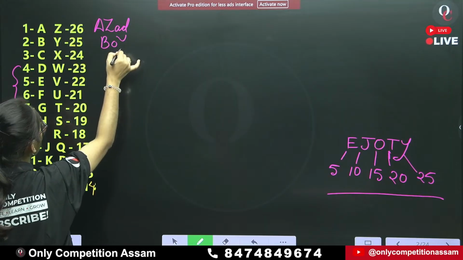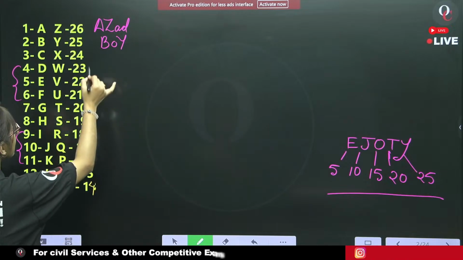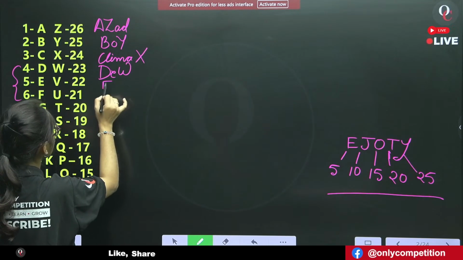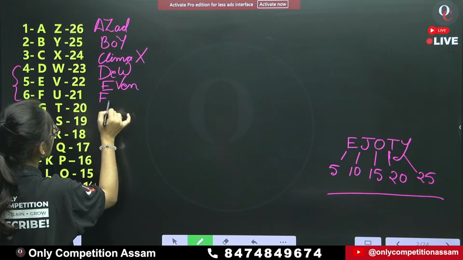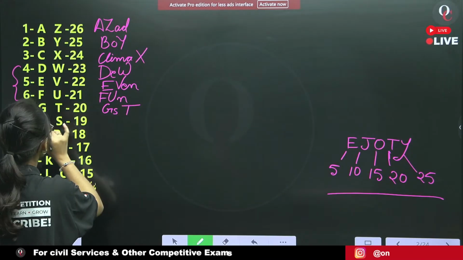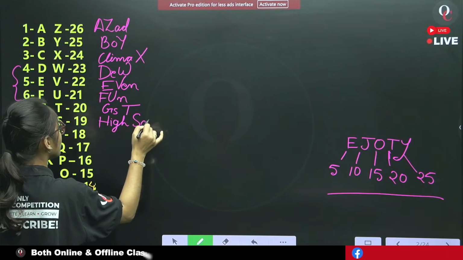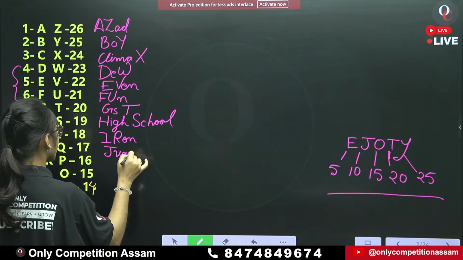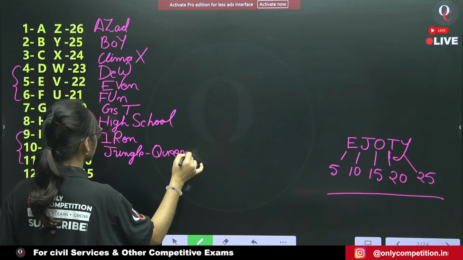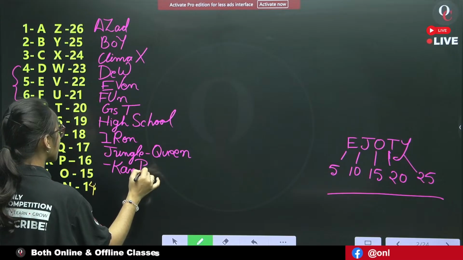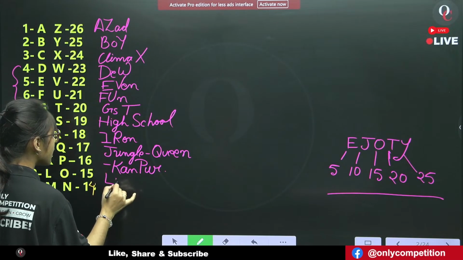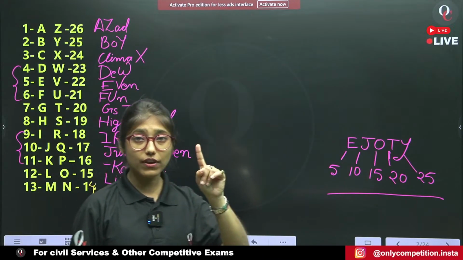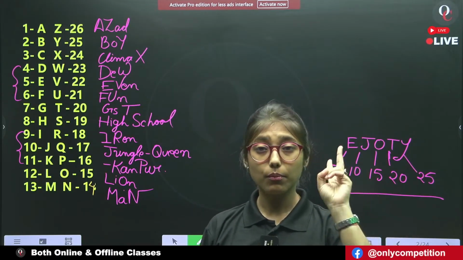Okay. B-O-Y, boy. CX for climax. D-E-W, dew. E-V, even. F-U, fun. G-T, GST. H-S, which we always use as high school. I-R is iron. J-Q is jungle queen. Most students know this, but if there is any new student, they can memorize it using these tricks. L-O is lion. M-N is men. Done?